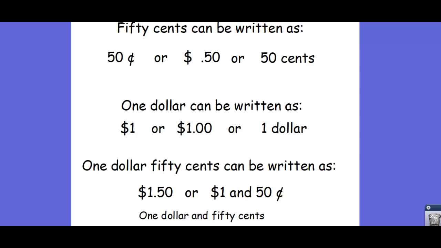Alright, so guys, what I had you write down was the different ways. First off, 50 cents can be written as 50 with the C and a line down it. That represents 50 cents. Or you can make the dollar sign, put a decimal, and put 50, which is 50 cents. Or you can write out 50 cents in word form.